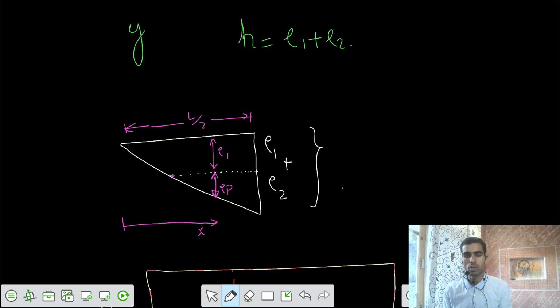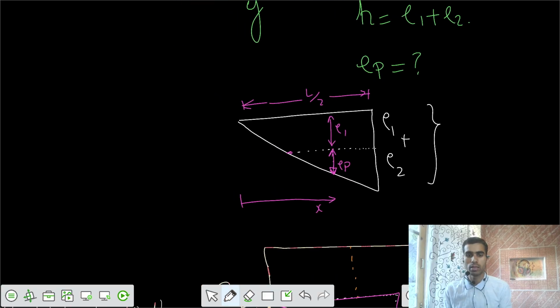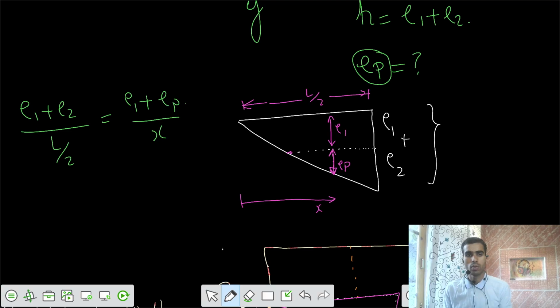The eccentricity E at any point P, at that location, can be solved from similar triangles. We need to calculate the eccentricity of point P at that section. Let's solve it by similar triangles. E1 plus E2 divided by L by 2 is equal to E1 plus EP divided by X. So we can get the location of EP. What is the value of EP?